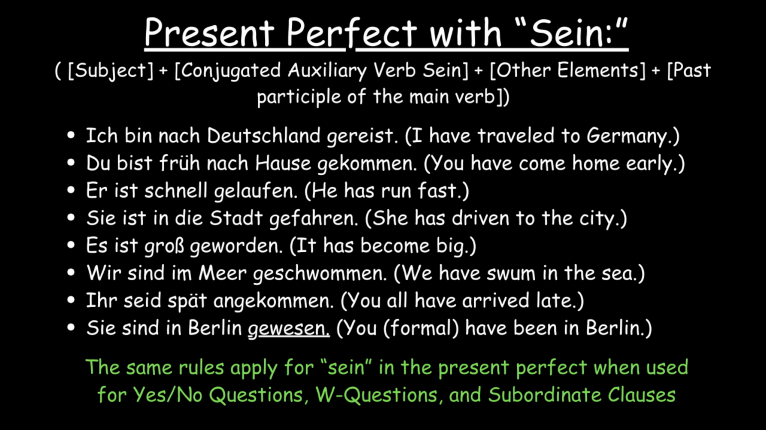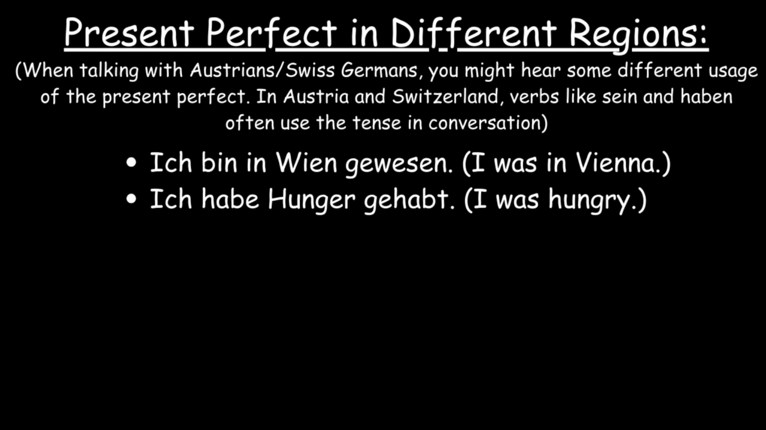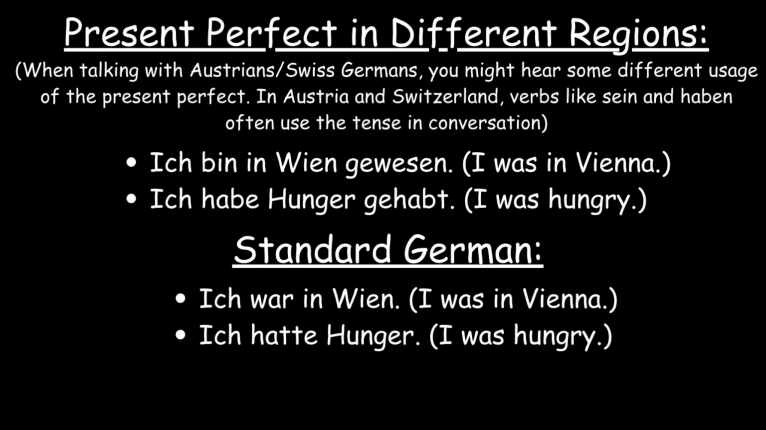In addition, when using sein, the same rules apply when used for yes or no questions, W questions, and subordinate clauses. As a final useful note, when talking with Austrians or Swiss Germans, you might hear some different usage of the present perfect. In Austria and Switzerland, verbs like sein and haben often use the tense in conversation, like saying, Ich bin in Wien gewesen. Ich habe Hunger gehabt. Even though Standard German would use Ich war in Wien and Ich hatte Hunger.